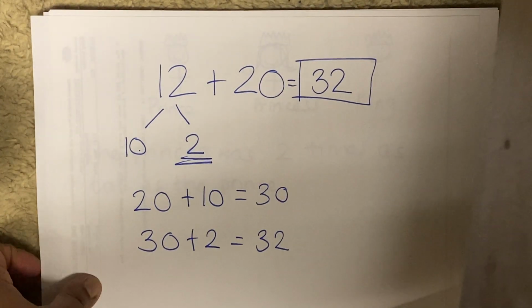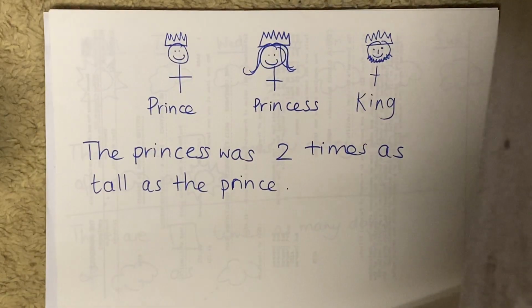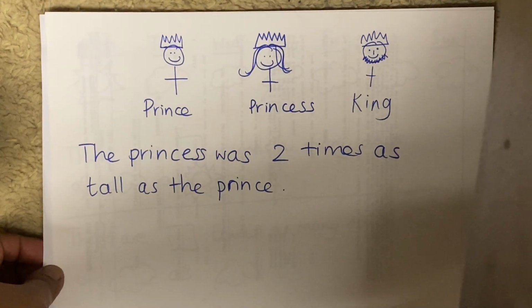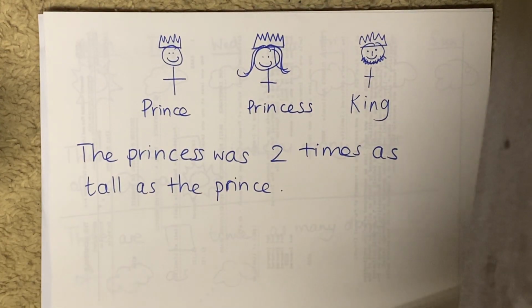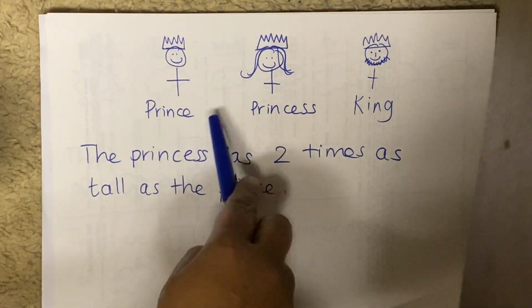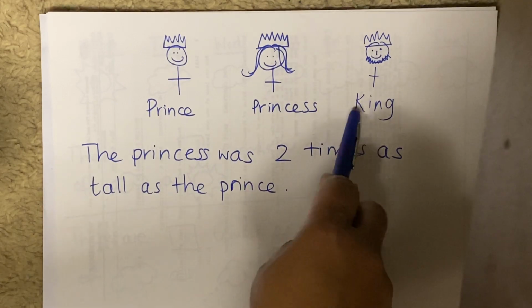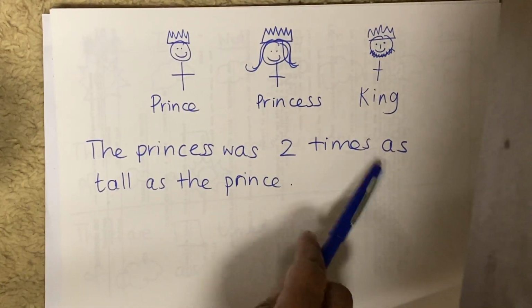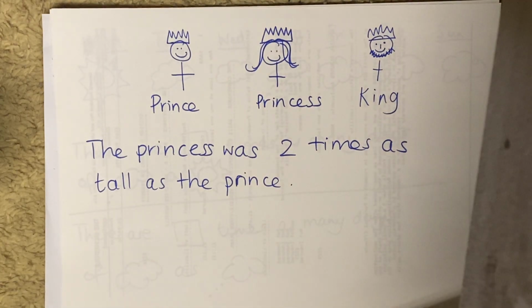So let's move on to today's learning, which is solving problems. Now, you know I'm not very good at art, but I have a question here. Well, not quite a question, more like a statement. We've got a prince, a princess, and a king. The king has a beard, as you can see here. The princess was 2 times as tall as the prince. What does that mean, 2 times as tall?